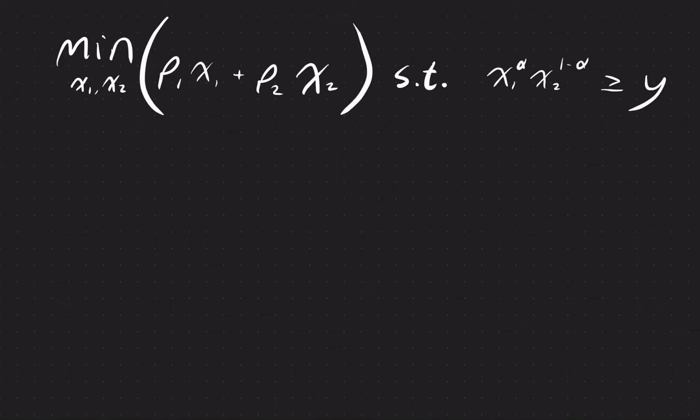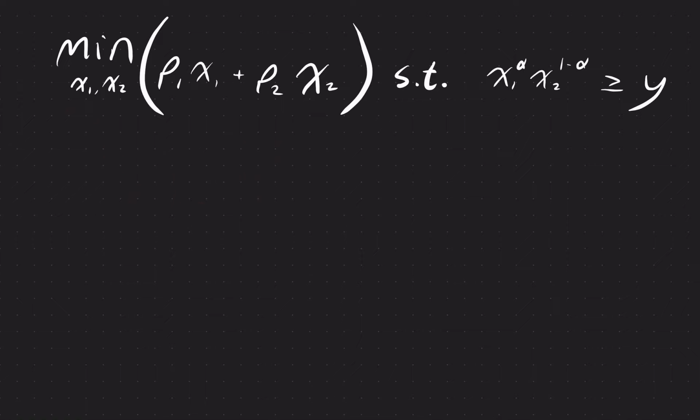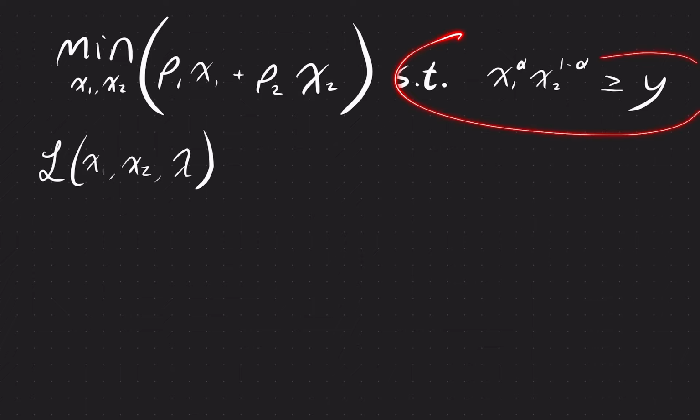Hey guys, so in this one we're going to find the Cobb-Douglas production function's corresponding cost function. From the first video, we defined the cost function as the solution to this problem. Both of these are differentiable, so we can use a Lagrangian. So we're going to have x1, x2, and one lambda because there's one constraint.